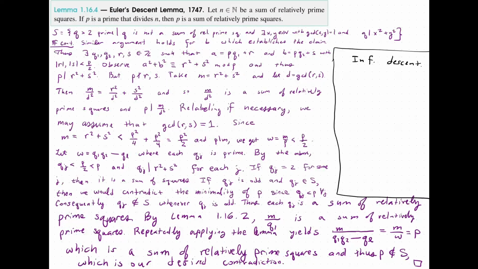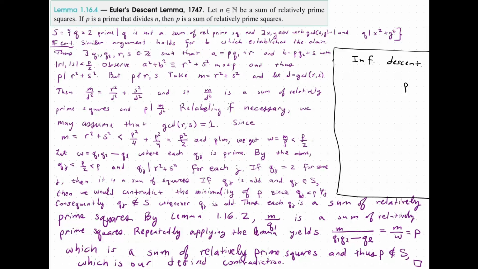So we start off with our P, without using the fact that it's the minimal element of S as we did. We proceed through the same argument we just did. And once we get to this statement over here, where we get M, W is equal to M over P, we write W in terms of its prime factors.